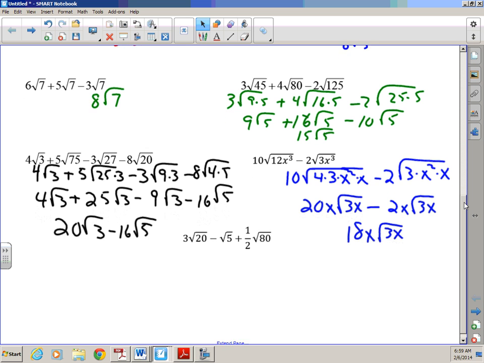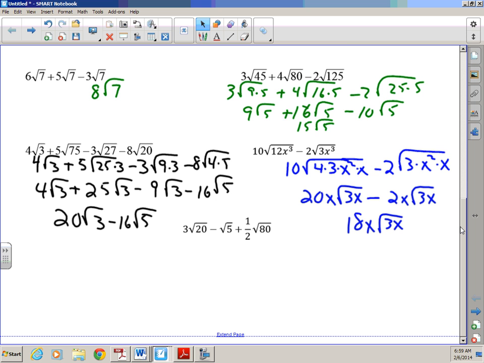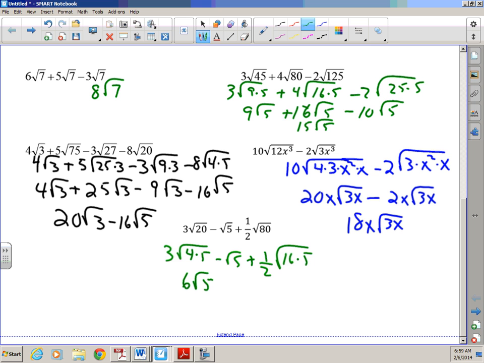And finally, 3, 4 times 5 minus radical 5 plus 1/2, 16 times 5. So you get 6 radical 5 minus radical 5 plus 2 radical 5. And all of that gives you a 7 radical 5.